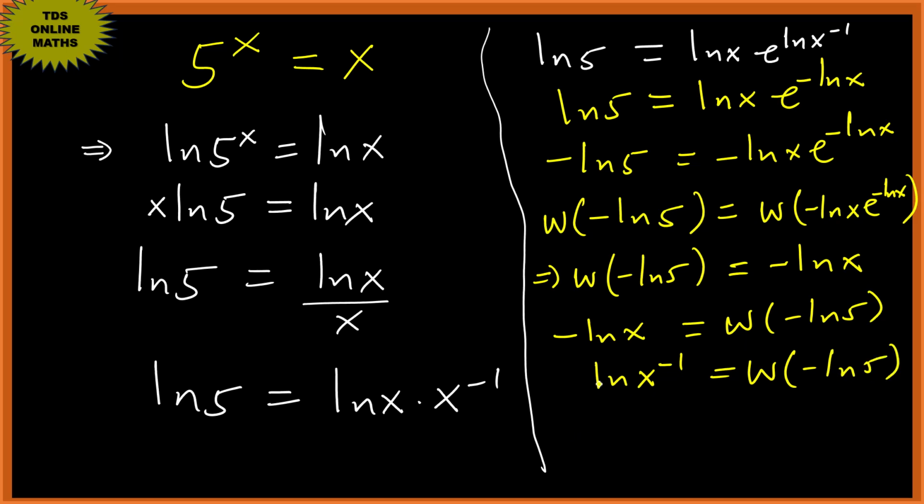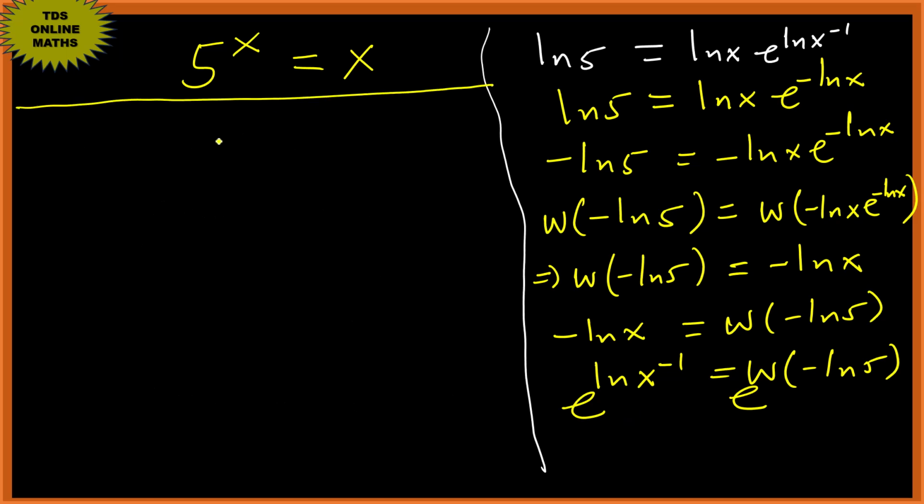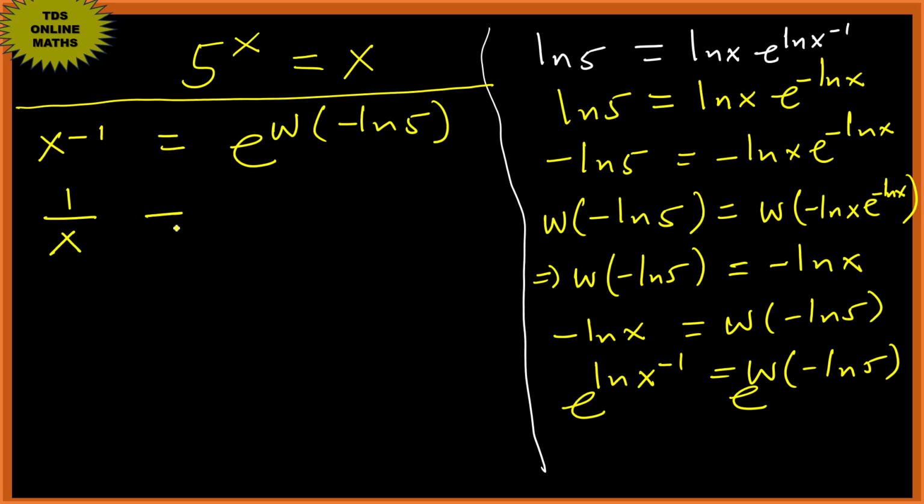Let's raise both sides with e so that the ln will vanish. So we have e raised to ln of that, which is the same as x to the power minus 1, and we have e raised to the W function of negative ln of 5. So this one is the same as 1 over x equals e raised to W of negative ln of 5.